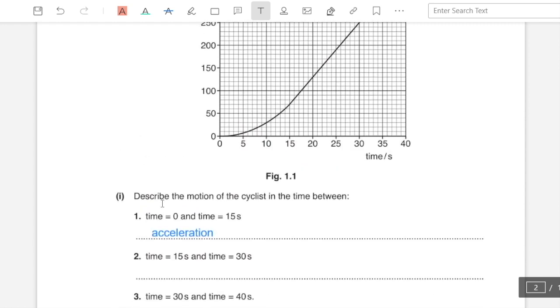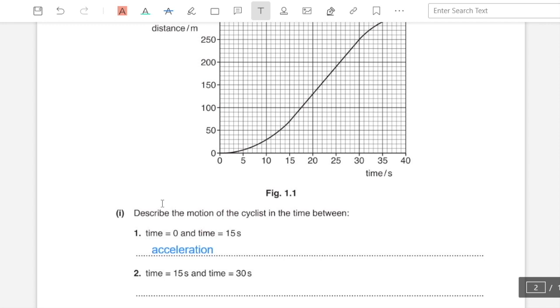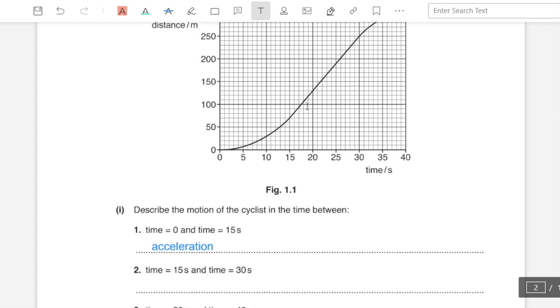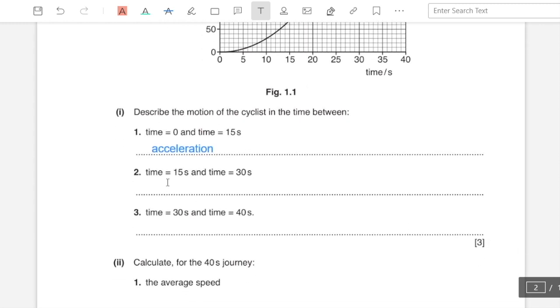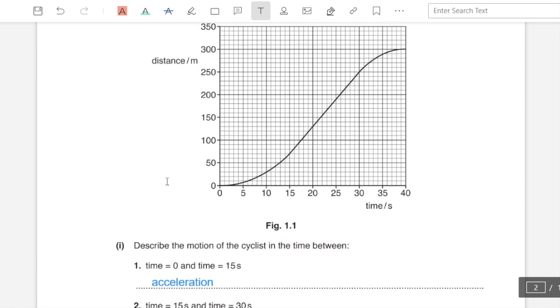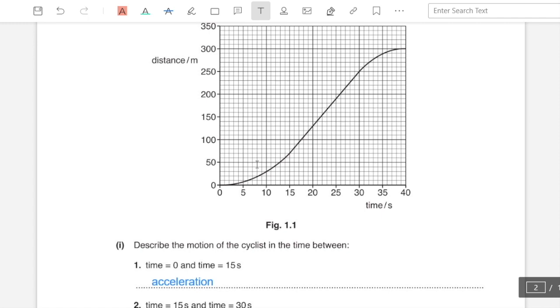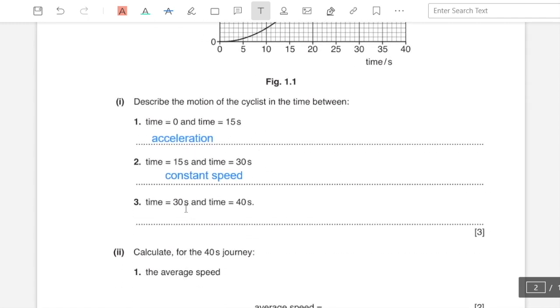Between time 15 and 30 seconds. Alright, so up to 15 to 30 seconds, this is a constant speed graph represented by a straight line. Between time 30 and 40 seconds. Alright, so over here the cyclist is decelerating.